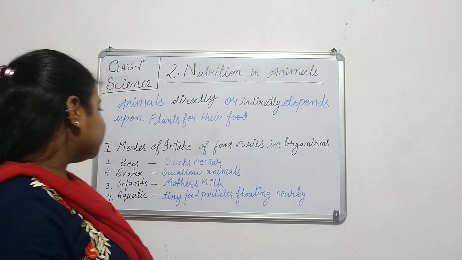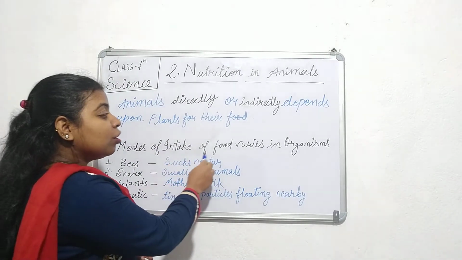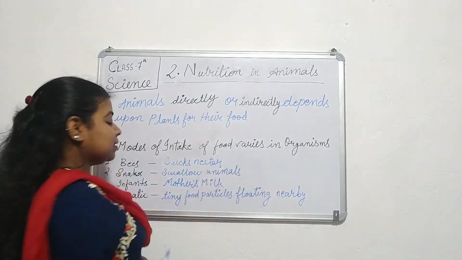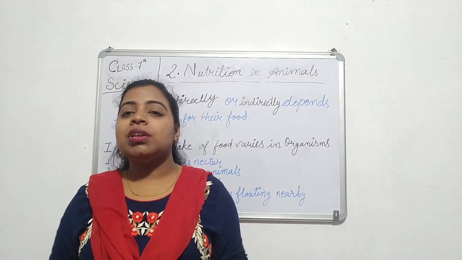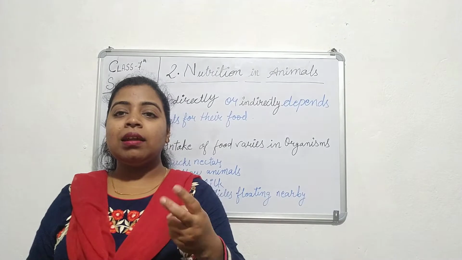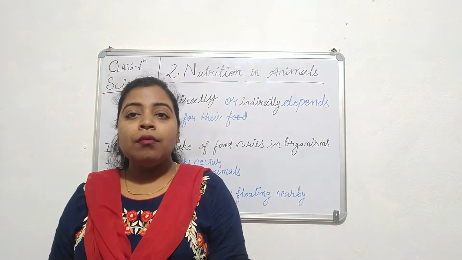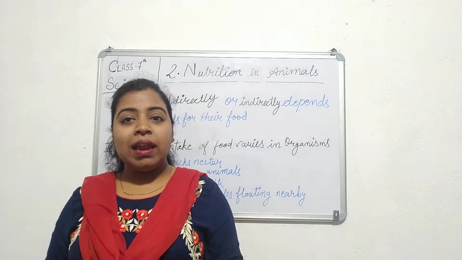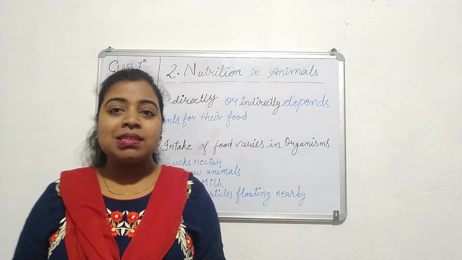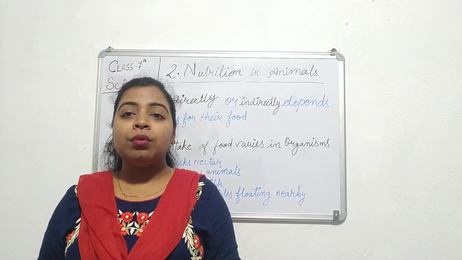Okay, next up, see, modes of intake of food vary in organisms. As in chapter number 1, nutrition in plants, I told you that there are two basic modes of food intake for plants, which are autotrophs and heterotrophs. But in animals there are various modes of food intake.